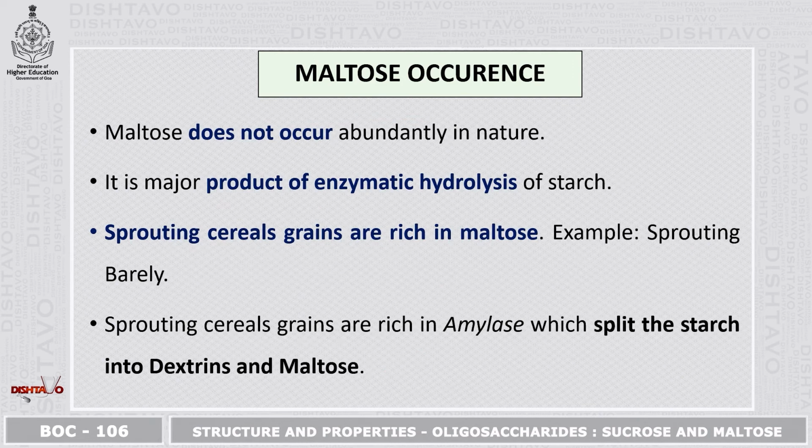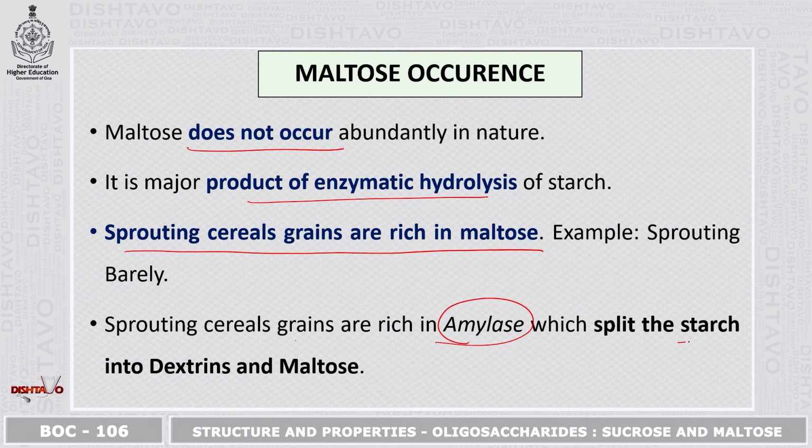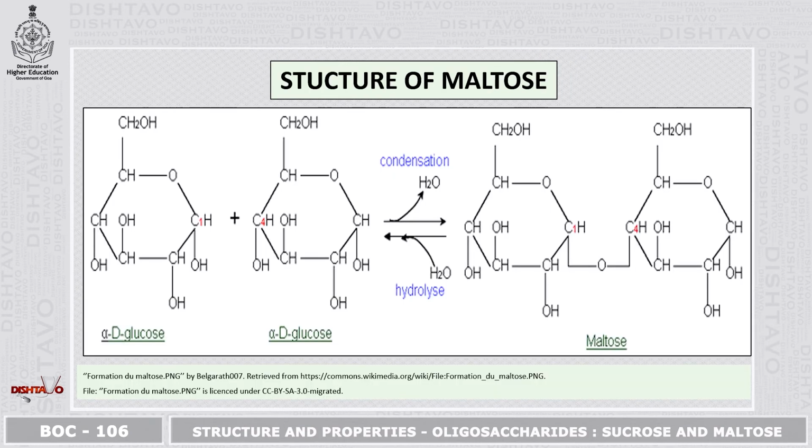Occurrence of maltose, where it is present. Maltose does not occur abundantly in nature. It is a major product of enzymatic hydrolysis of starch, and sprouting seed grains are a rich source of maltose, for example sprouting barley. Sprouting cereal grains are rich in the enzyme amylase, which can split the starch into dextrins and maltose.